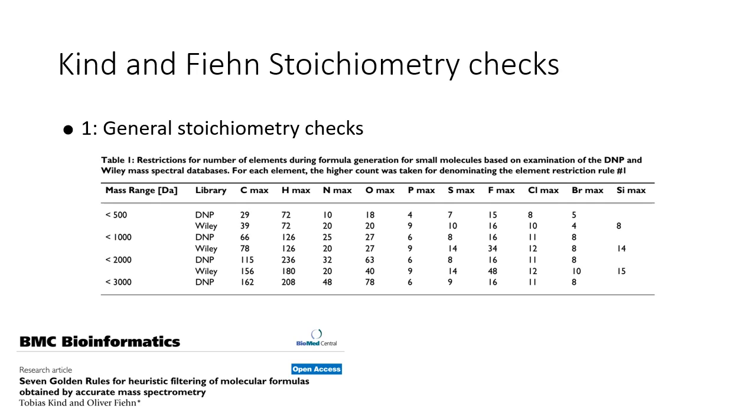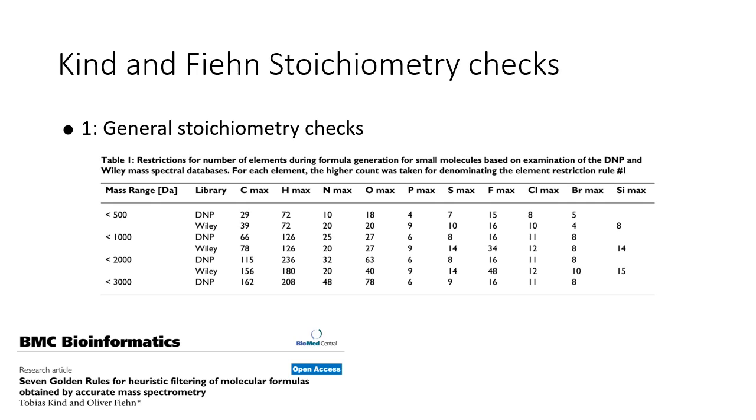The first of these rules is what Kind and Fiehn refer to as their general stoichiometry check. When they were reviewing the databases, they split the molecules into different mass ranges. So those molecules with less than 500 Daltons, then up to 1,000, 2,000, and finally 3,000 Daltons. For formulae within each one of those mass bands, they identified the maximum number of each common element that was found in any formula within that mass range.